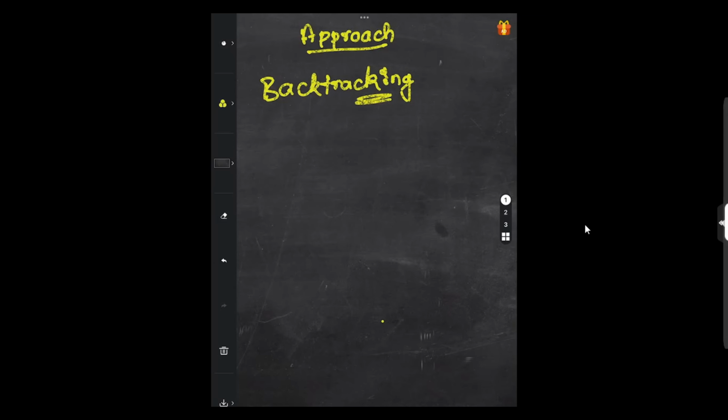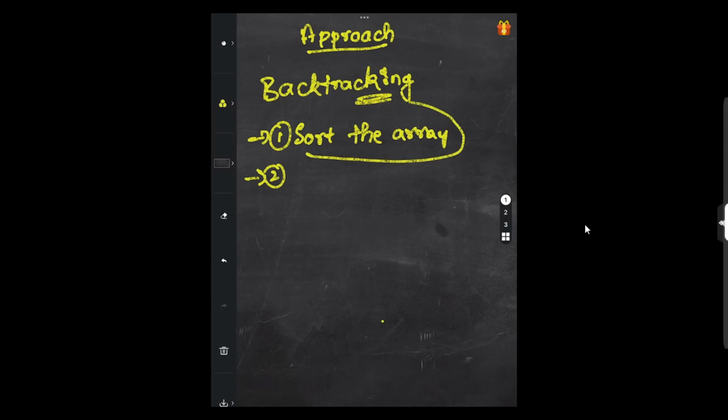The next step is, let's see how we will use it step by step. First, we will be sorting the array. This is the first step. Sorting basically helps in avoiding duplicate combinations. So that is the reason we are sorting the array. This we have to keep in mind.